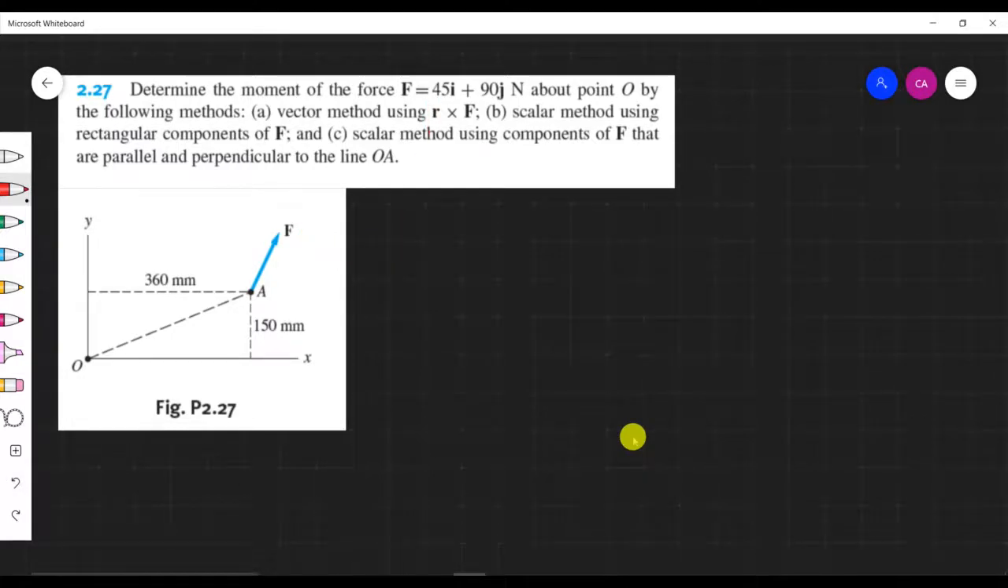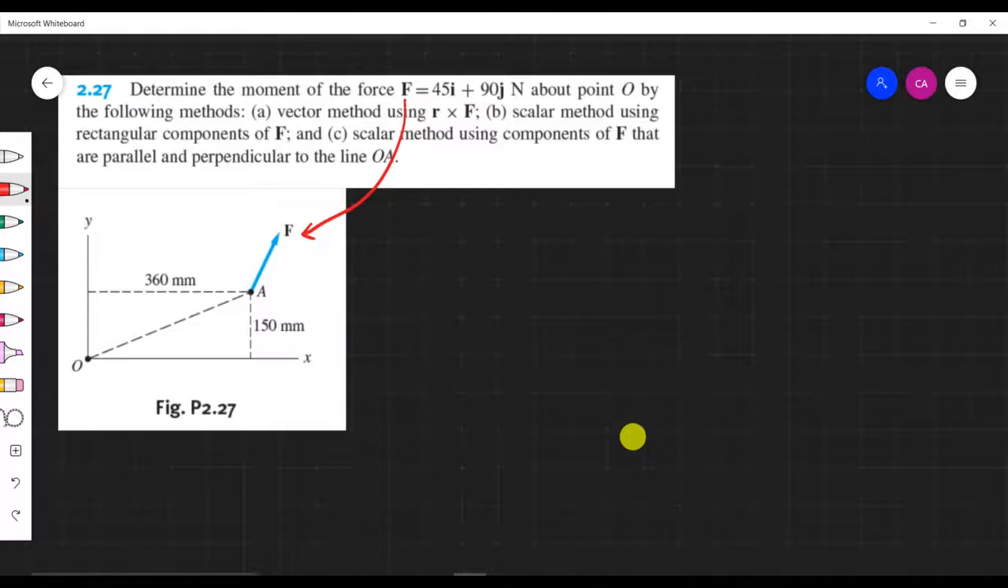Okay? So, itong F, ito pala siya. Okay? So, the F is equal to 45I. So, ibig sabihin nun, move siya 45 to the direction of I and 90J pataas, about point O. So, ibig sabihin nun daw, nagkakos ng pag-ikot si force F kay point O. Okay? So, a vector method using R cross F. So, isolve daw natin yung moment gamit yung R cross F.